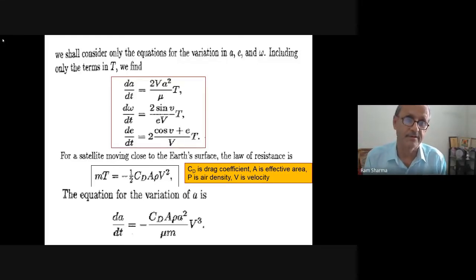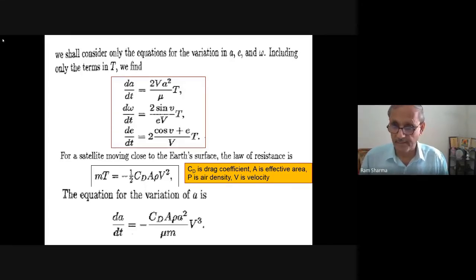You see, mathematicians have done wonders. We shall consider only the equation for dA by dt. Now, for a satellite, we can write mass into the force is equal to half CD A rho V square. This is a very fundamental equation for a satellite. Here CD is the drag coefficient, A is the effective area, rho is the air density, and V is the velocity.